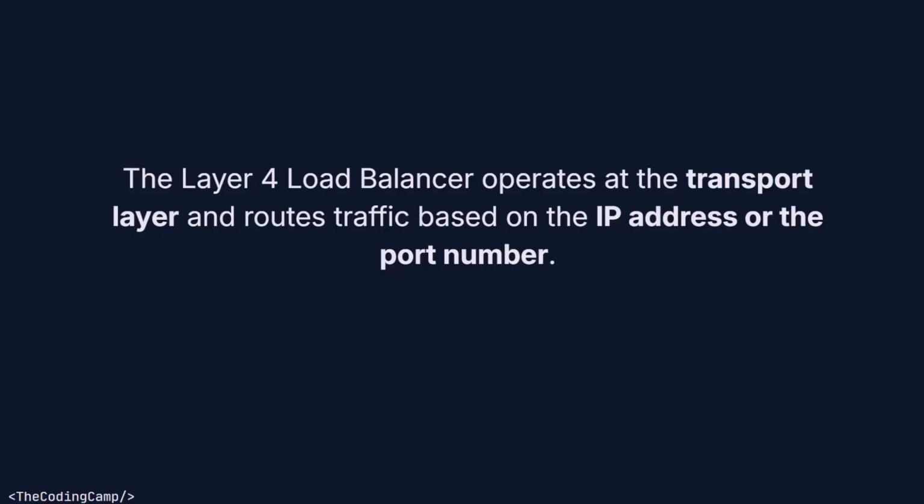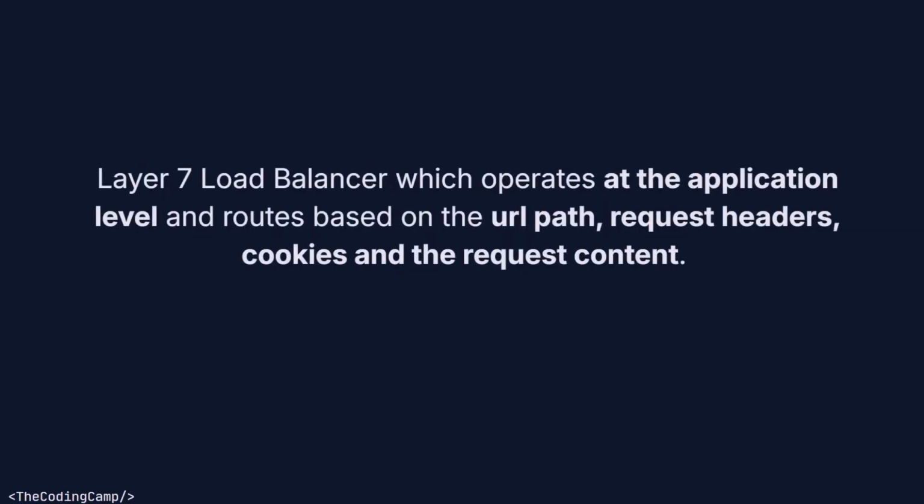Layer 7 load balancer operates at the application level and routes based on the URL path, request headers, cookies, and the request content. The advantages of layer 7 load balancers are content-aware routing, and the ability to perform authentication, caching, and SSL termination. The disadvantage is that it's slower than layer 4 load balancers.